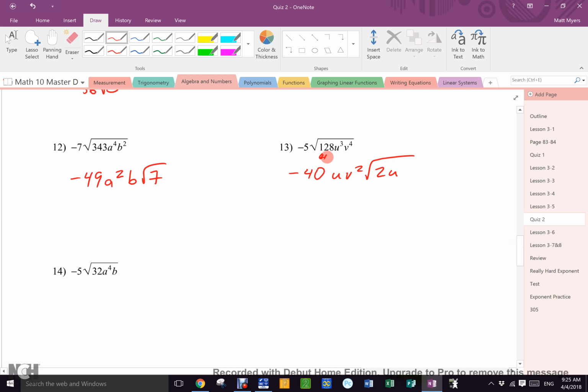That's 64 times 2. What's the square root of 64? And what's 8 times 5? So give yourself a half a mark. And 14? Negative 20. A squared root 2b. That's out of 14.